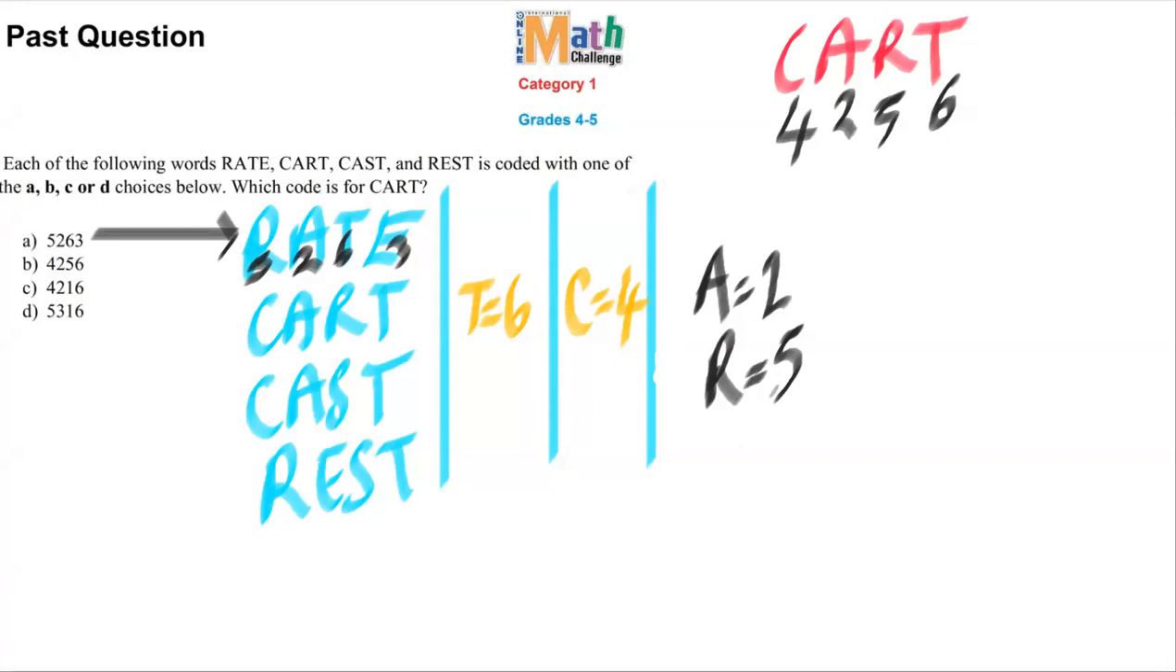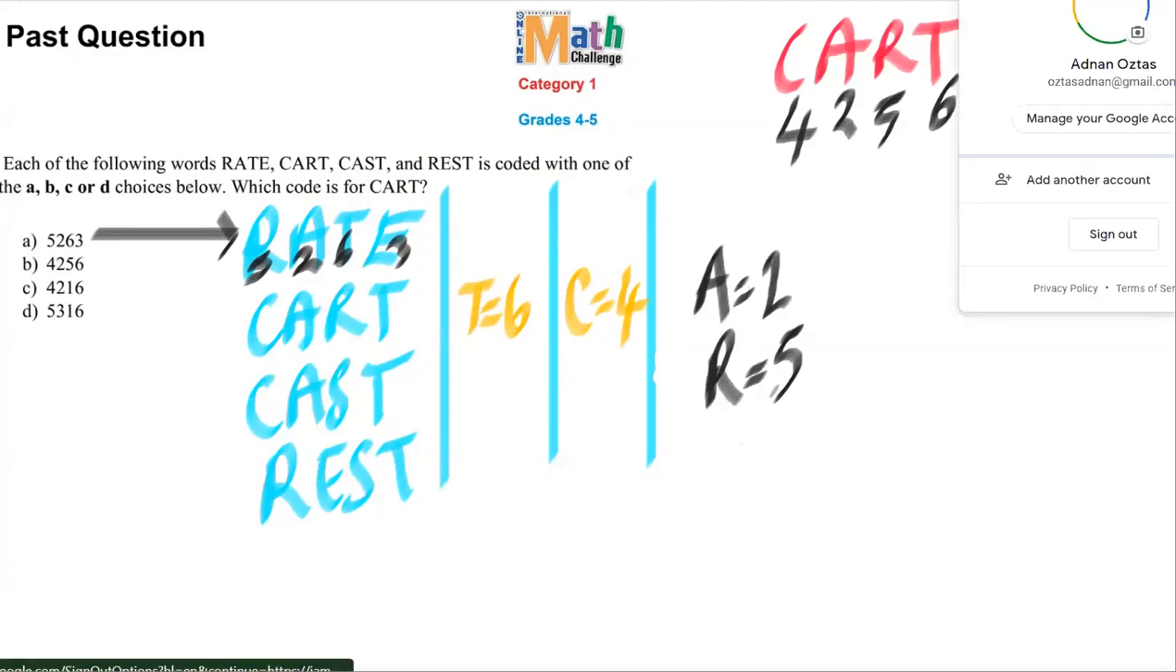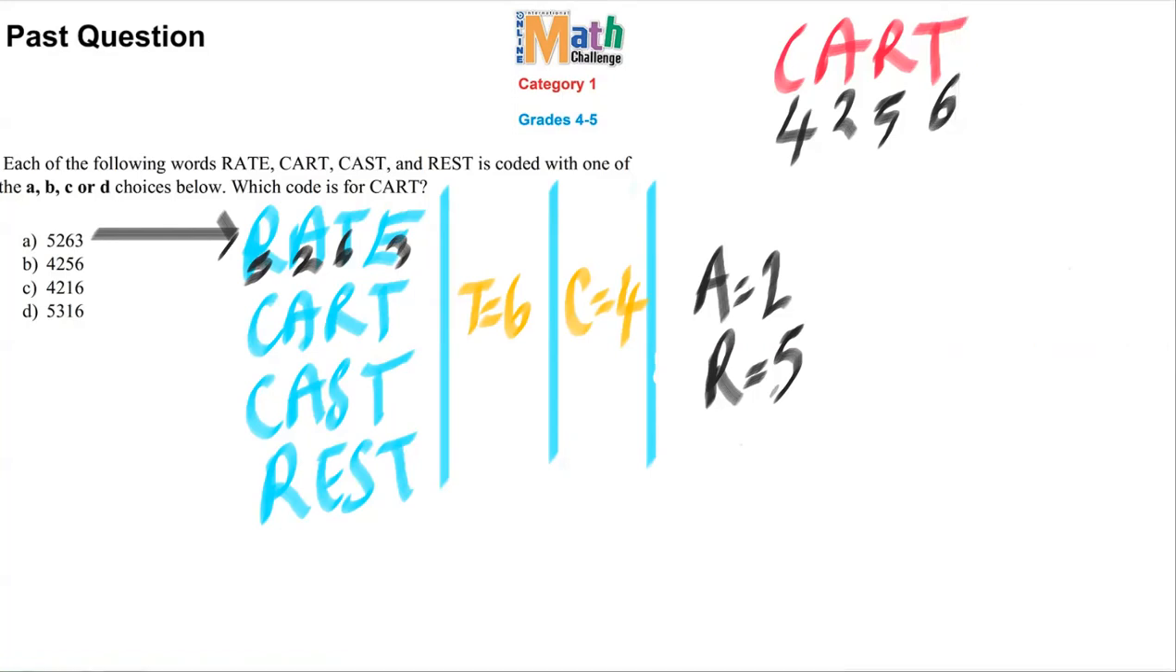So this is question number 1 from category 1. There are 4 words and they all connected with these numbers somehow. Each word corresponds to one number, and the question asks which number corresponds to this word.